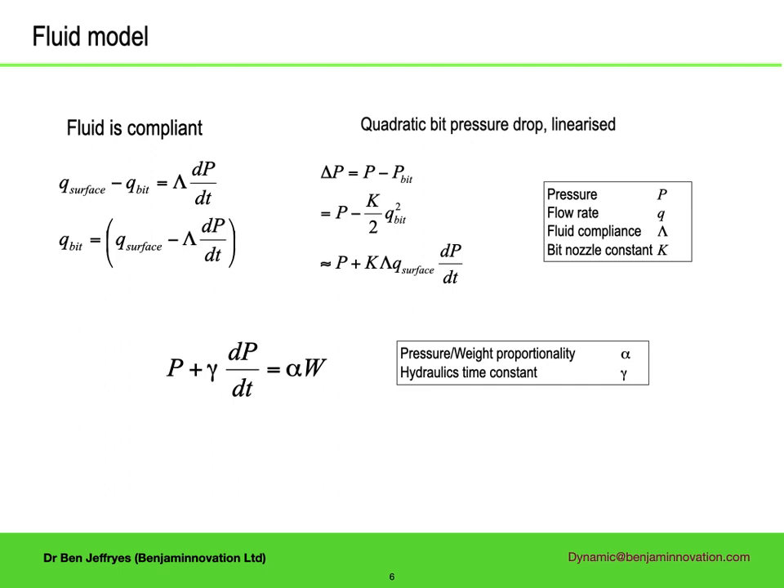The linearized pressure response to disturbances in the system looks like a one-pole low-pass filtered version of those disturbances, or equivalently, the equation you see at the bottom. There is a parameter alpha, which is the aggregate pressure to weight proportionality that combines the bit torque over weight proportionality and the motor pressure over torque ratio, and also a parameter gamma, the hydraulic time constant of the system. So now we have two system times involved, the drill-off time and the hydraulic time.